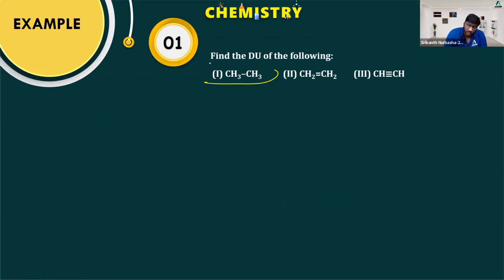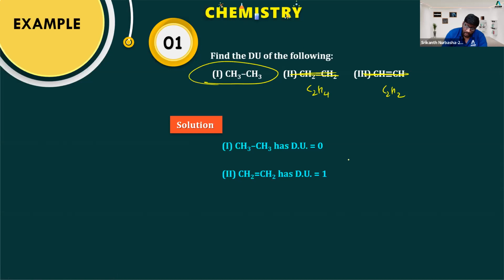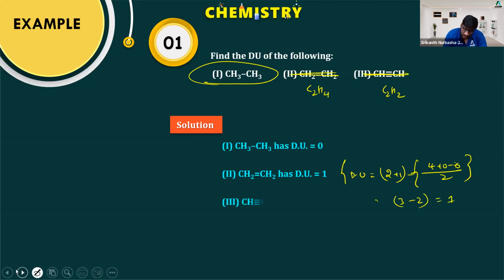This is the first compound we have just figured out. Second compound CH2=CH2. If the compound is given in this way, we already know that there is one pi bond. Don't take the molecular formulas C2H4, C2H2 directly; try to solve. Degree of unsaturation for C2H4 is 2 plus 1 minus number of hydrogens 4 plus 0 minus 0, divided by 2. That is 3 minus 2, that is 1. So you have one pi bond, so CH2=CH2.